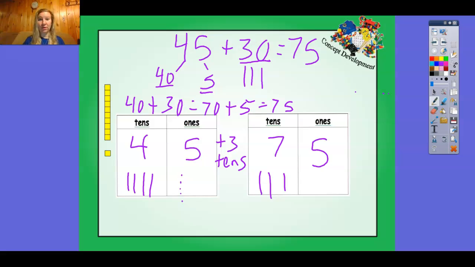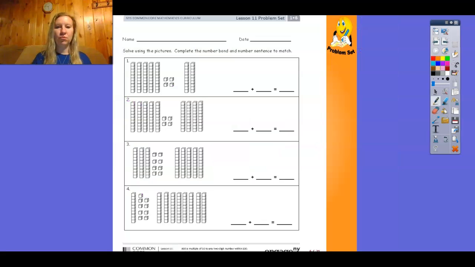There are multiple ways that we can do this. You just want to try to figure out which way works best for you. I think one of the easiest ways is to just draw the quick tens and then the single ones and add it together, but it's completely up to you. You can use the drawings as well. Let's go over our problem set, solve using the pictures.